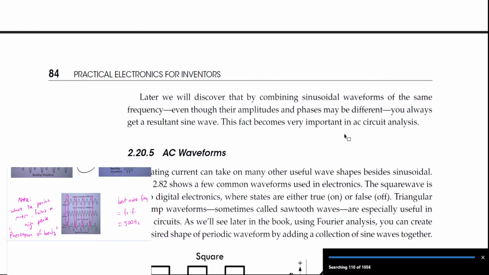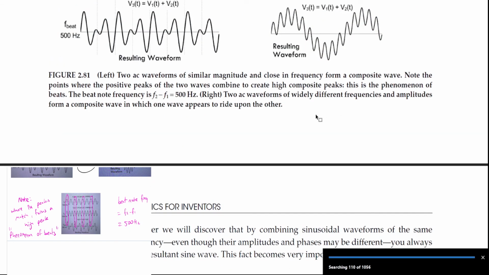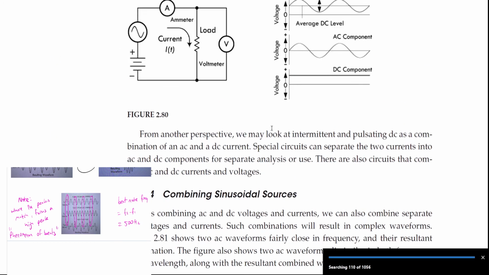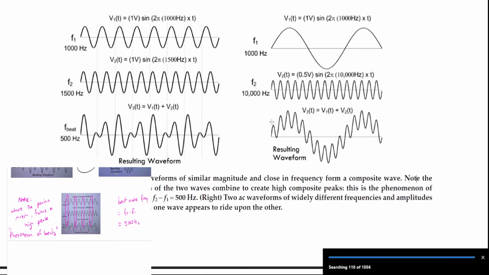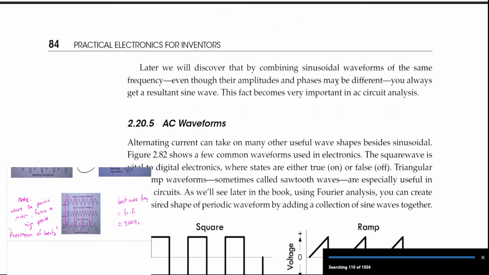I didn't understand that. So we will discover that by combining sinusoidal waveforms of the same frequency, which is like how fast they go per second, right? Even though the amplitude and phases, again, I can't phase. Phase is like if it's lagging. He hasn't touched on phases yet, that's why he's saying later, because I don't know what phase is here.